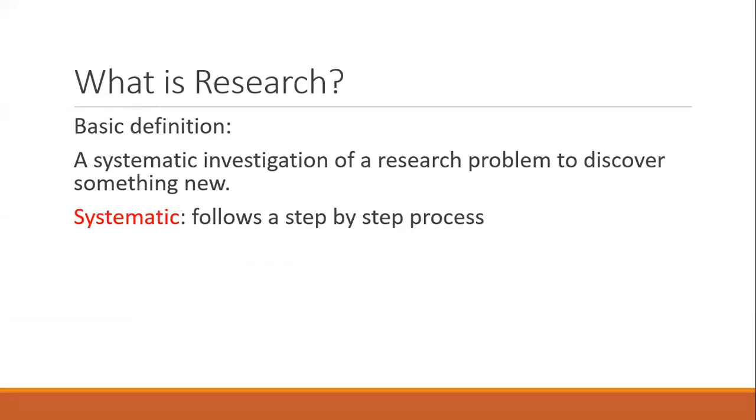The first one is systematic. Now, saying that research is a systematic process means it follows a step-by-step method. There is a proper procedure to research. If you're not doing something with a proper procedure, you're probably not doing research. So that's the first criteria for research. It needs to be systematic. It needs to follow a step-by-step process.